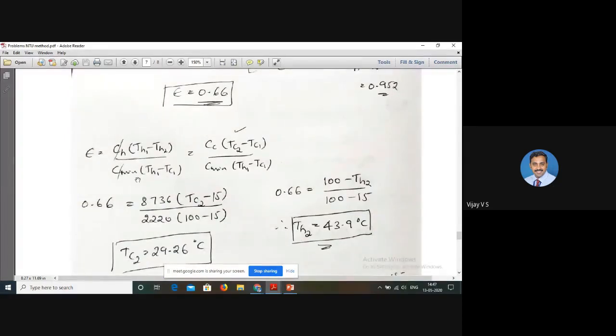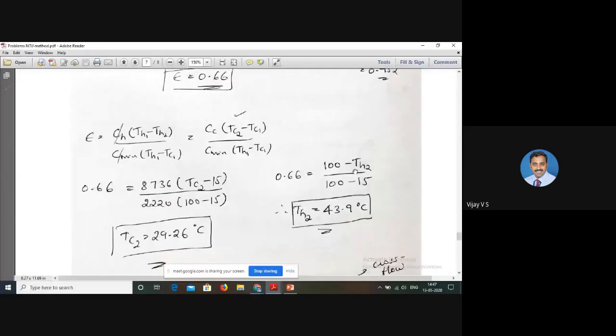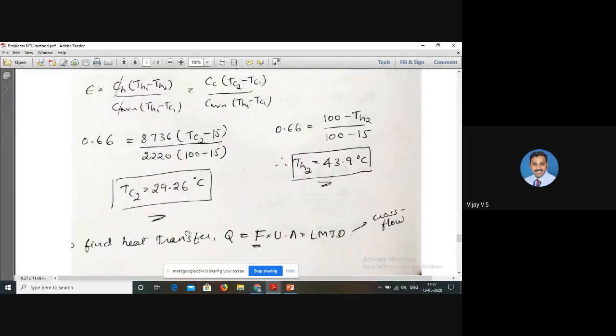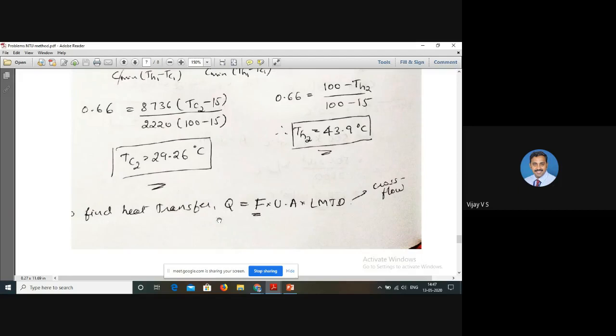If I use the first formula, here I have written, TH2 you will get 43.9. If you use the second formula, you will get TC2. So the outlet temperature is 43.9, the inlet temperature is 29.26. I got both the values. Now I should find out the heat transfer rate. This is very important. To find the heat transfer rate, I should use F times UA times LMTD, where F is the correction factor because it is a cross flow.